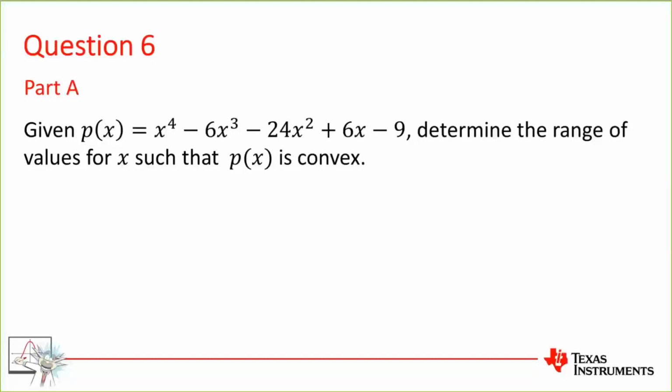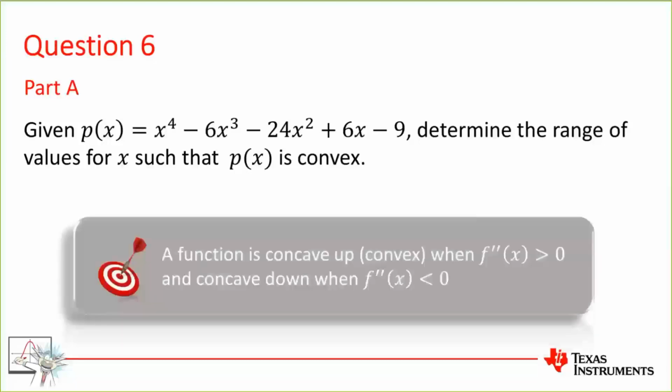Convex. This is just one of those things that you have to remember, is that a function is concave up or convex when the second derivative is greater than 0. And the converse, it's concave down when the second derivative is less than 0. So it's talking about the curvature, the way in which the graph is, if you like, bent or curved.